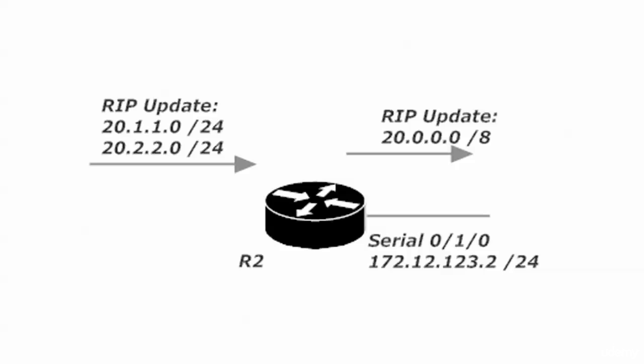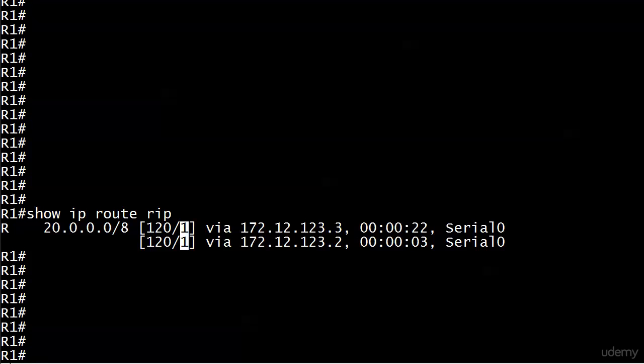Same thing's happening over on router 3. So that's why we have this load balancing going on right now. Router 1 is saying, hey, I'm getting an ad for 20.0.0/8 from router 2, and I'm getting it from router 3, so when I send something to that network, I'll split the load up.